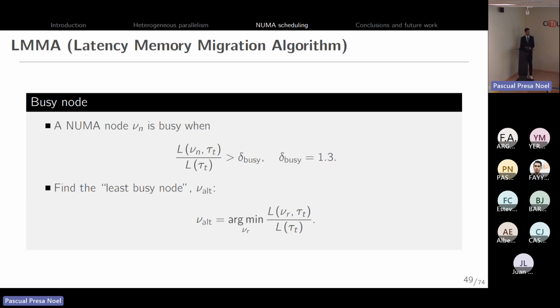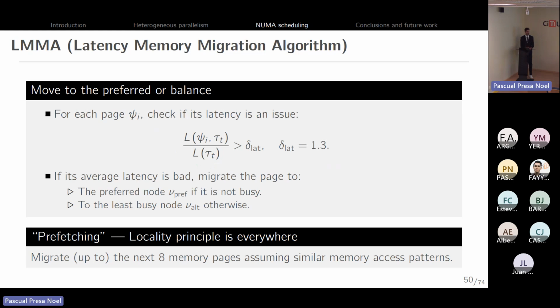First, in this algorithm, we try to find which nodes are busy and which is the least busy node, as we named it. So we compare for each node its average latency against the latency of the whole system. If that ratio is high enough, we say that that node is congested or busy. With the same formula, we find our alternative node, which is the least busy one.